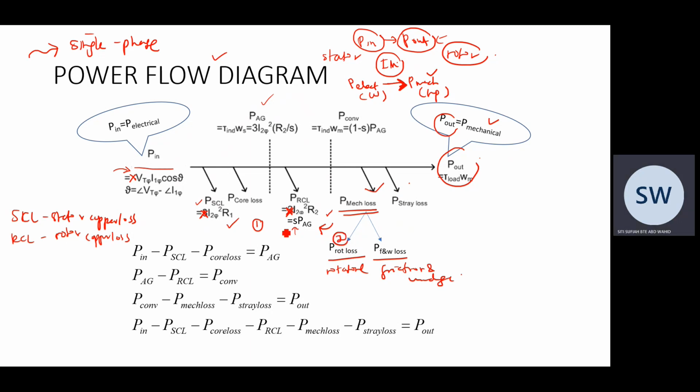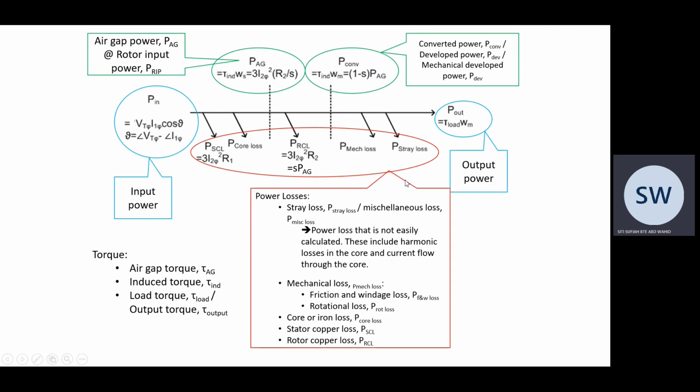Number 2, this is number 1. If it's not given, you may assume 0. And also the last one, P stray loss or P miscellaneous loss. If it's not given, then you may assume 0 as well.